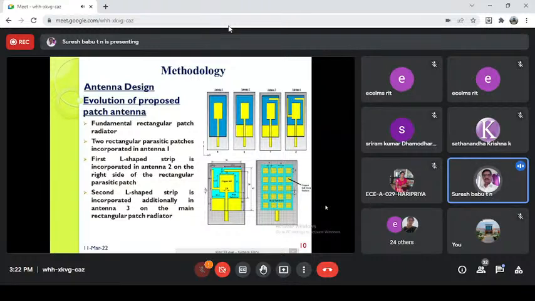So first of all, I designed antenna one with a size of 15 by 17 using transmission line equations, and I initially got a 6.5 gigahertz single band. After that, I incorporated 2 rectangular parasitic patches under the normal patch. So I got three bands. After that, by incorporating an L-shaped strip in antenna 2 and also a second L-shaped strip additionally in antenna 3, I got tetra bands.